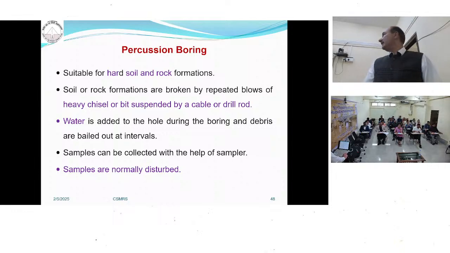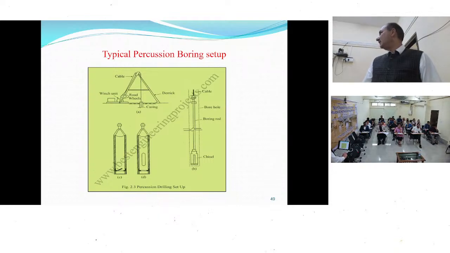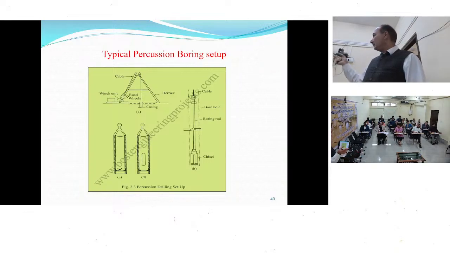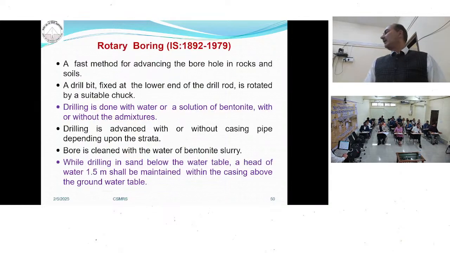Percussion method. This method is used for hard rock and soils. In this case, there is a heavy chisel bit, and at the bottom of it there is a cutting edge, and it passes through a tool. We lift it, drop it, lift it, drop it. In that way we pulverize the bottom of the stone and boulder. So this method is used for rocky or boulder strata. But this is a very important method. We always recommend this method.